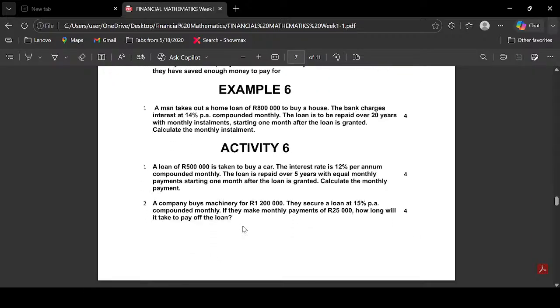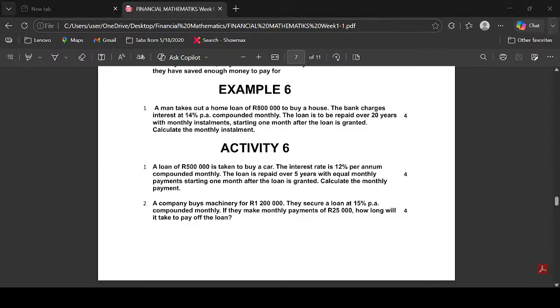The next one is example 6, in which a man takes out a home loan of 800,000 to buy a house. The bank charges an interest rate of 14% per annum compounded monthly. The loan is to be repaid over 20 years. Now, I wanted us to define what this present value is, because we need to differentiate between future value and present value.